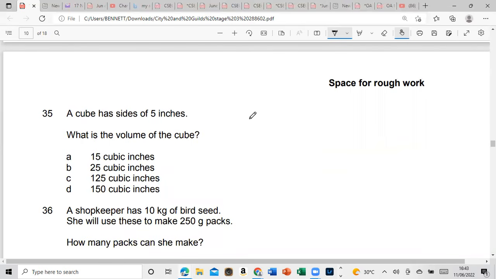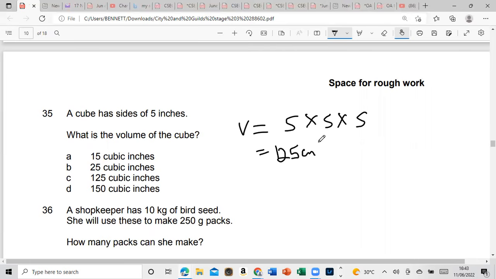A cube has a side of 5 inches. What is the volume of the cube? Volume equals 5 times 5 times 5. I should know. Alright, this one is to be a great one.